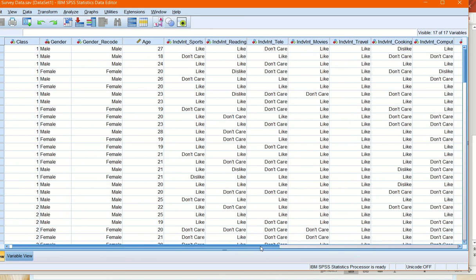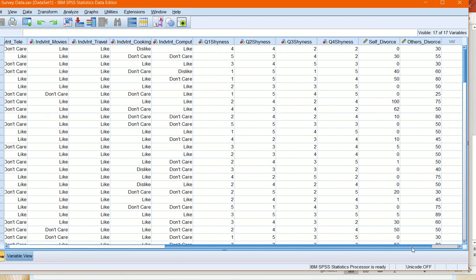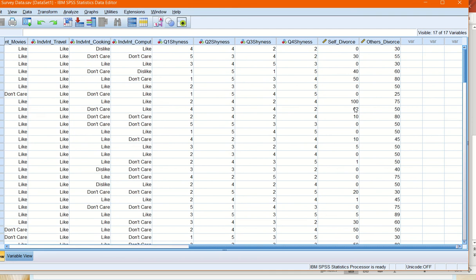And if we go to the end for our continuous variable, we'll look at the likelihood that each student felt that they would end up having a divorce in the future. And their choices could be between a percentage rate of 0 to 100%.